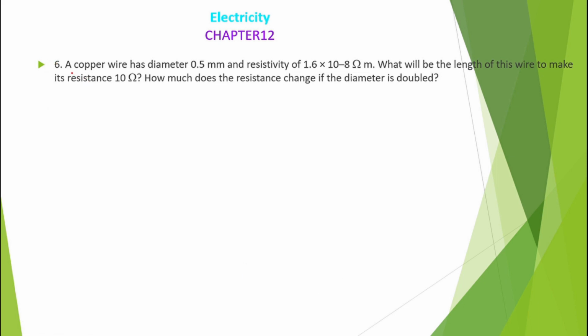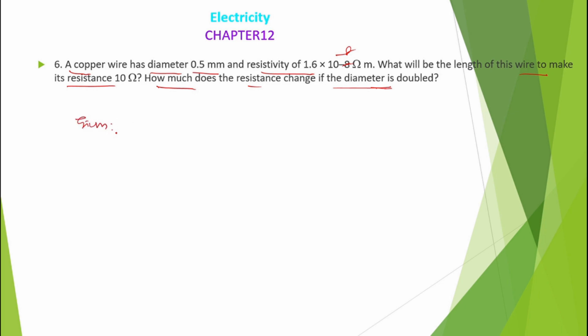So here he is asking, a copper wire has diameter of 0.5 mm and resistivity 1.6 into 10 to the power of minus 8 ohm meter. What will be the length of this wire to make resistance R? So length is asked. How much does the resistance change if the diameter is doubled? So he has made the diameter double, then what will be the resistance, he is asking. So two parts he has given. We will see one by one.